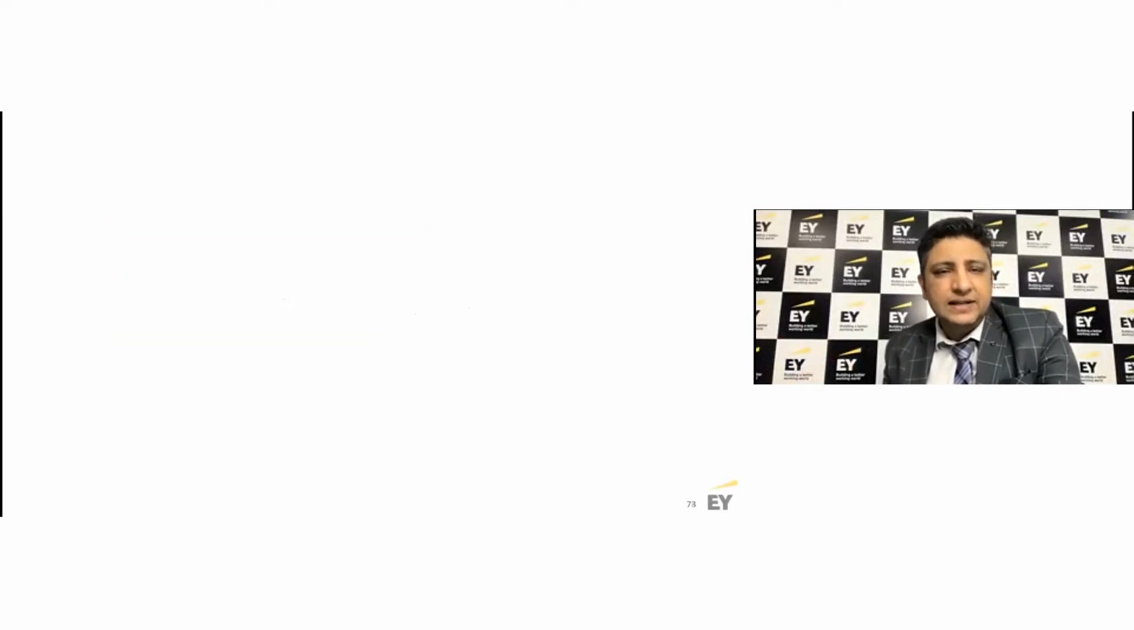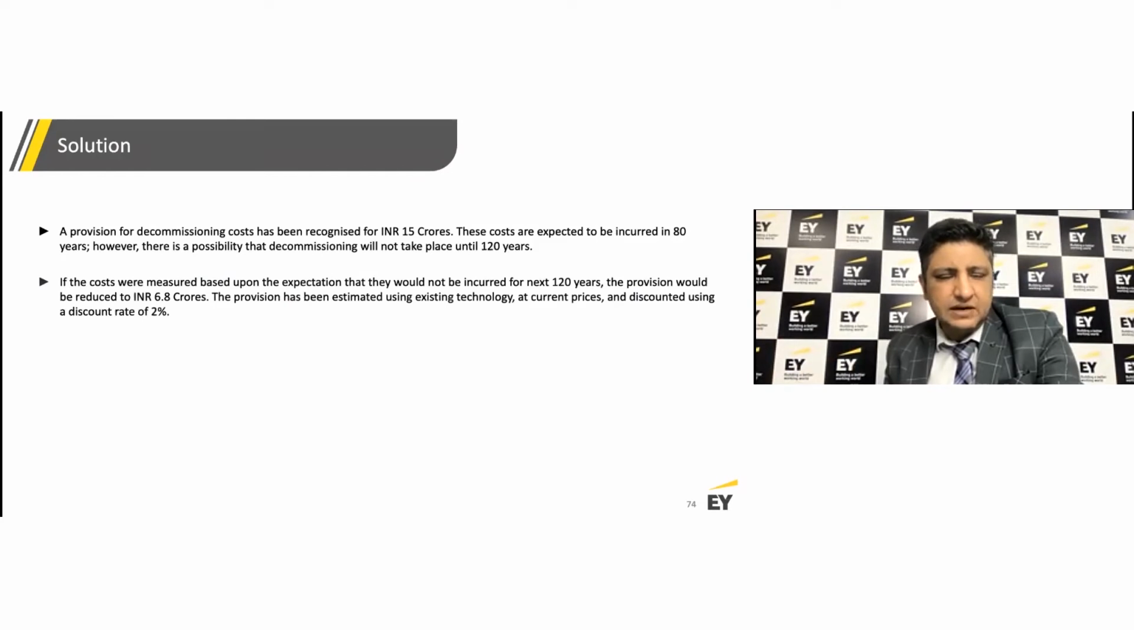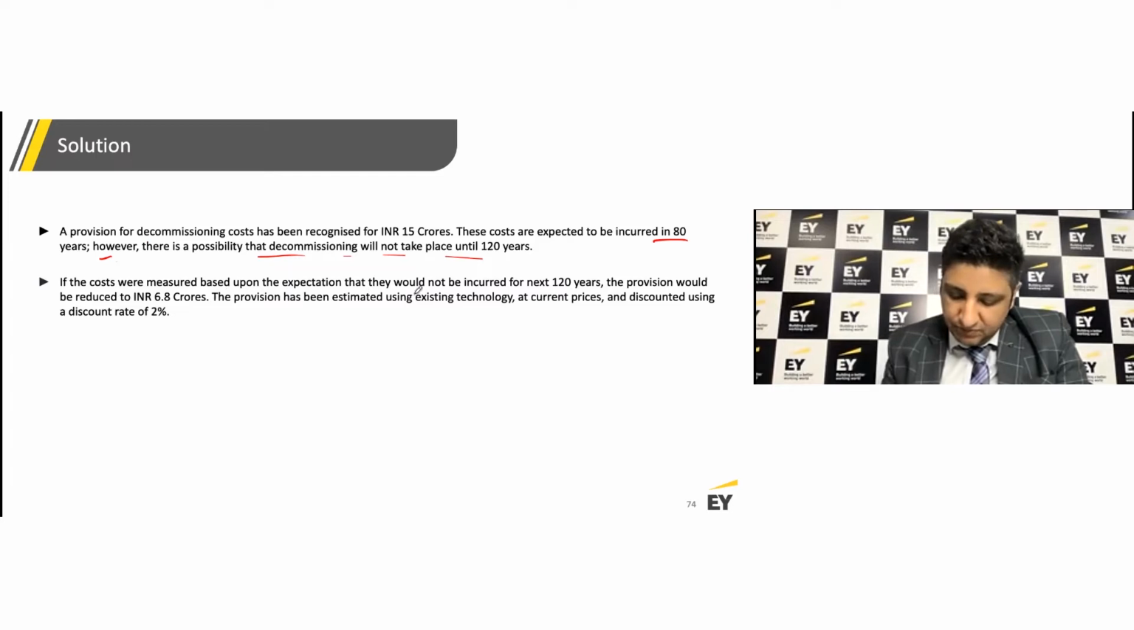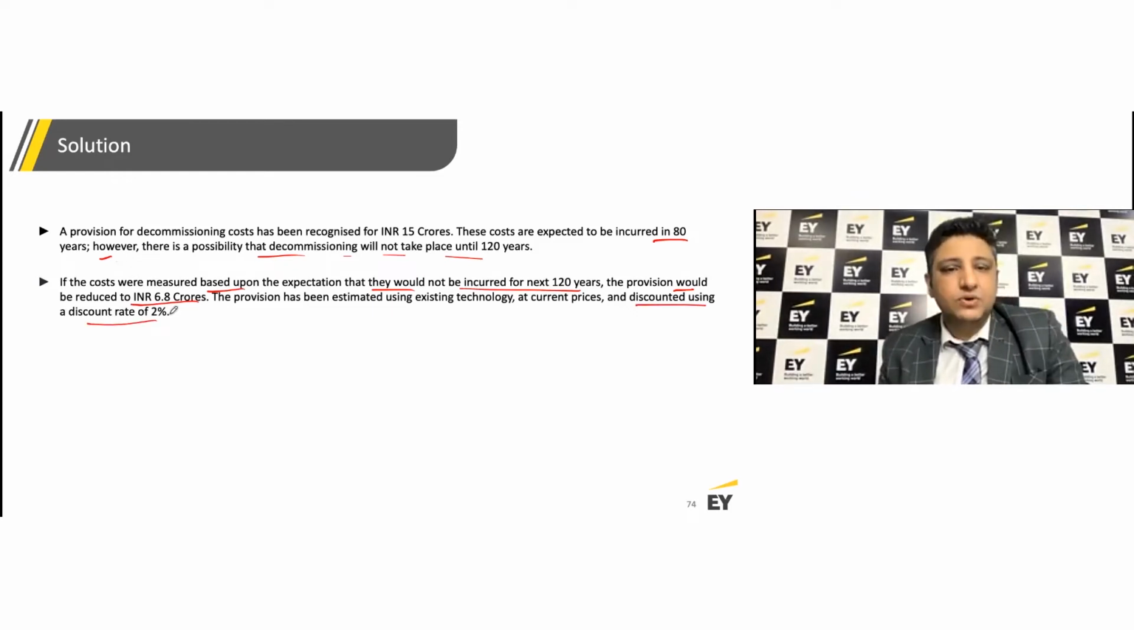All right. Let's have a look at the formal solution. It says that a provision for decommissioning costs has been recognized for 15 crores. These costs are expected to be incurred in 80 years. However, there's a likelihood that decommissioning will not take place until 120 years. Now, if the costs were measured based on the new expectation, the provision would be reduced to 6.8 crores, discounted using a discount rate of 2%. So the discount rate mentioned is also important in that case. So we need to highlight that part also, right?